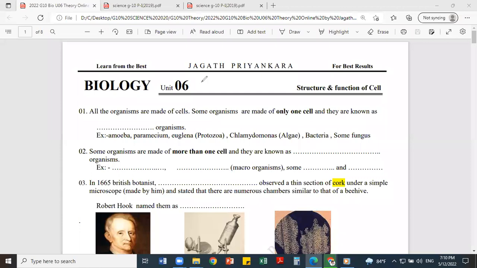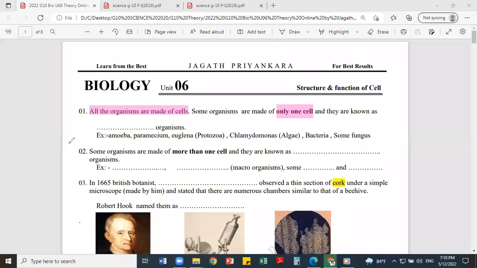Unicellular means the entire organism is one cell. So I have given some examples. You can see amoeba, unicellular. Paramecium, unicellular. You might have observed them when you were in grade 6 to 9, in some practicals. Euglena, unicellular. So all three belong to one group called protozoa. They are all animals but unicellular. If you want, put an arrow: all three are unicellular animals.